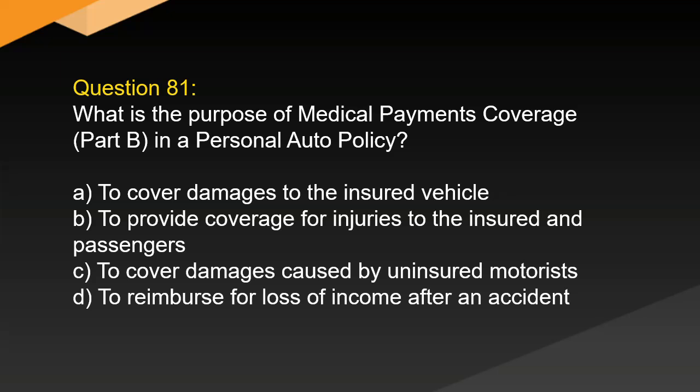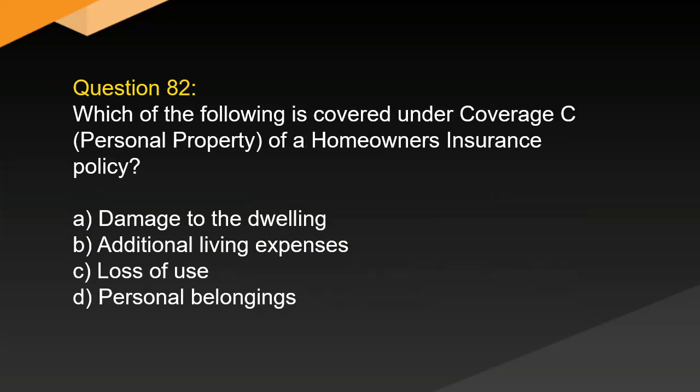Question 81. What is the purpose of medical payments coverage, Part B, in a personal auto policy? A. To cover damages to the insured vehicle. B. To provide coverage for injuries to the insured and passengers. C. To cover damages caused by uninsured motorists. D. To reimburse for loss of income after an accident.